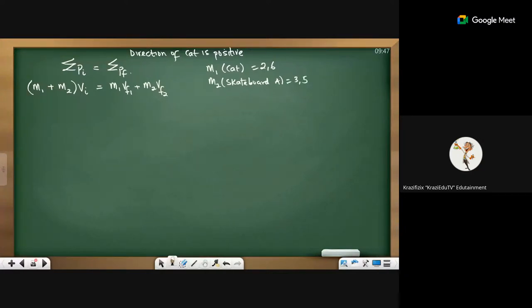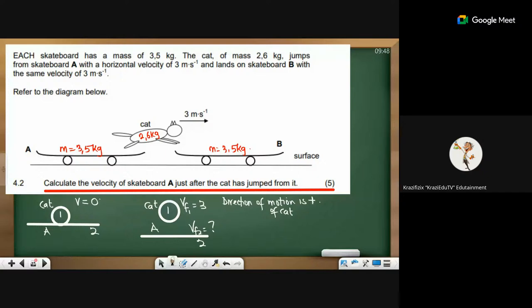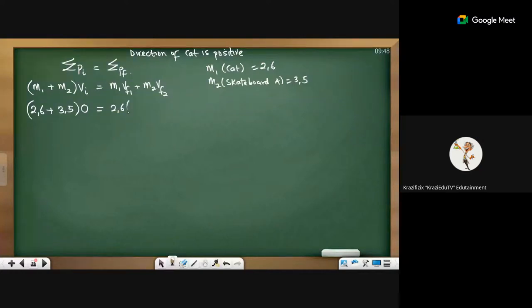What is the mass of the cat? M1, 2.6. What is the mass of the skateboard? 3.5. What's the initial velocity? 0. Now, what is the final velocity of the cat? The cat started from 0. It's now sitting on 3 to the right. Direction of cat is positive, so 3. Plus, what is M2? 3.5. And we don't know VF2. Please, let's do some nice math. On the left, 0. 2.6 times 3: 6 times 3 will give us 18, so this is 7.8.